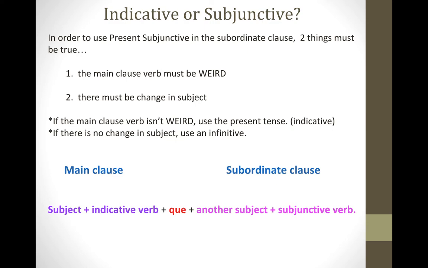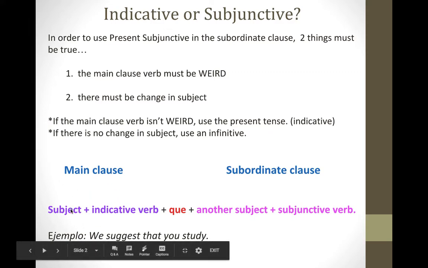So a quick reminder on vocabulary words for you. Your main clause, remember, is the first part of the sentence, where there's the first subject and an indicative verb. Those two clauses are connected by a que. Then there's a second subject with the subjunctive verb. Look at my example at the bottom of the screen.